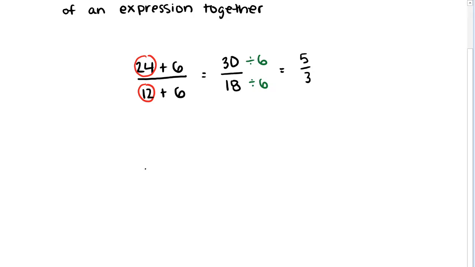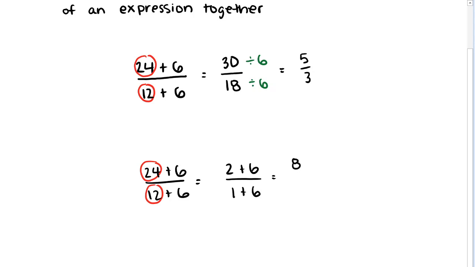So what if I had that same fraction, 24 plus 6 over 12 plus 6, and I tried to reduce this 12 and 24 by writing it as, well, 12 goes into 24 2 times, right? So I might write this as 2 plus 6 over 1 plus 6. And then we would get 2 plus 6 is 8 over 1 plus 6 is 7. Here we ended up with a different result. So actually here, what we tried to do is not valid.